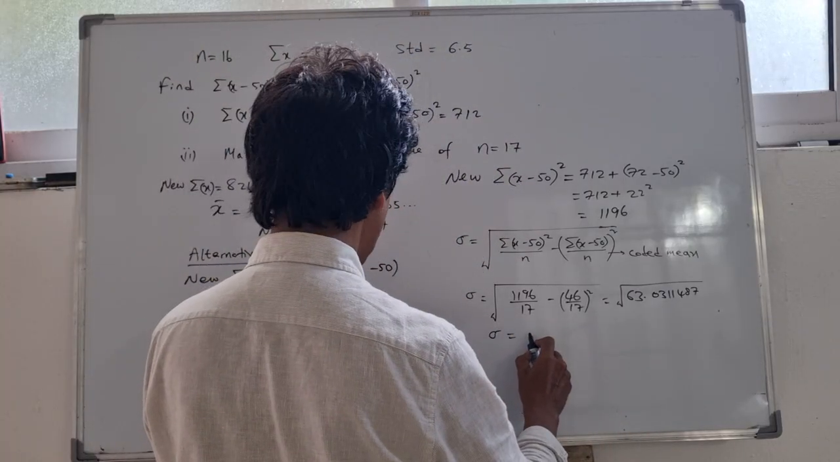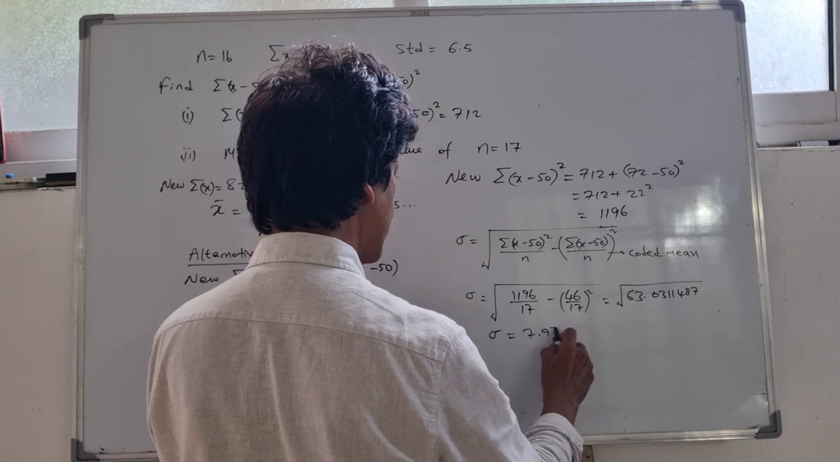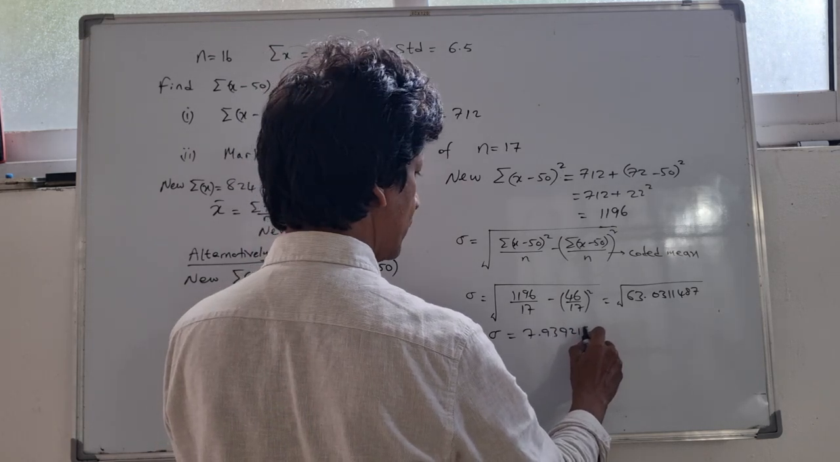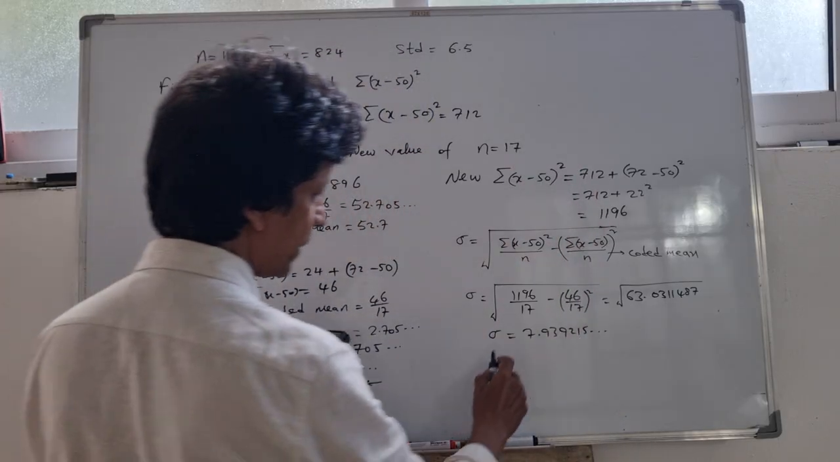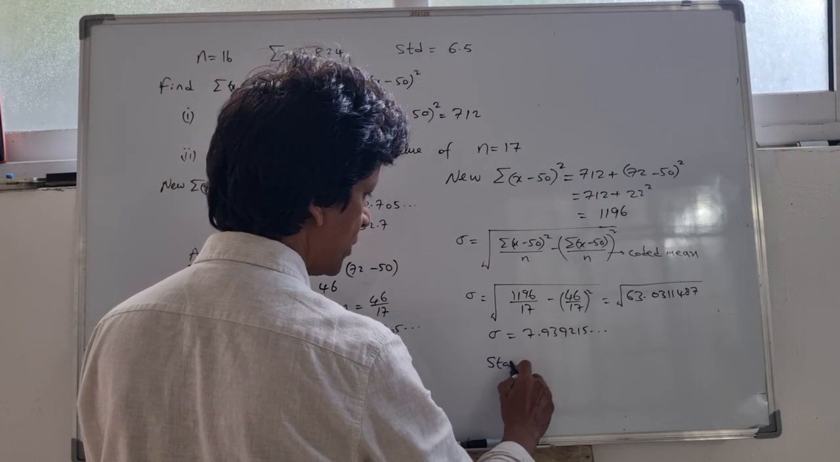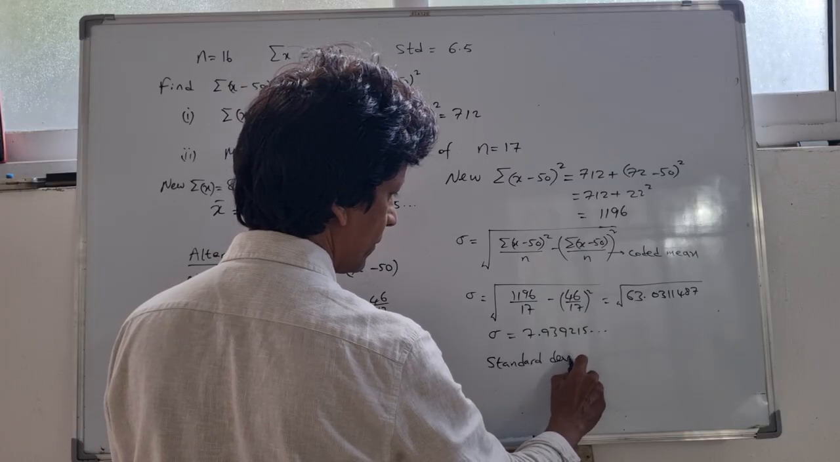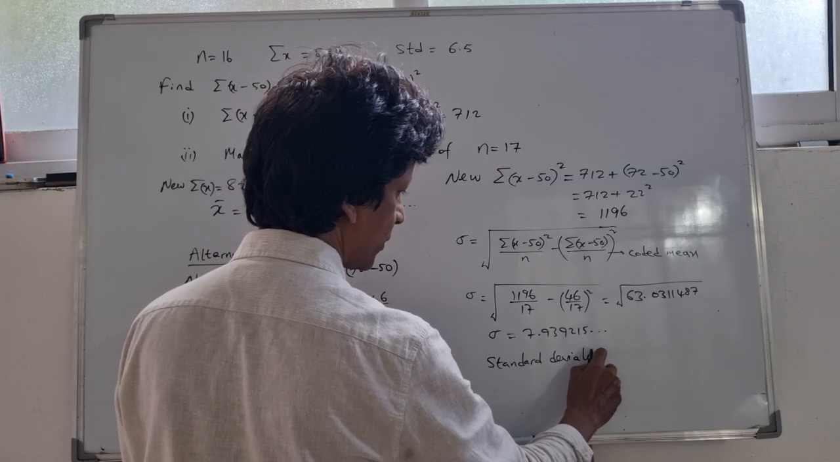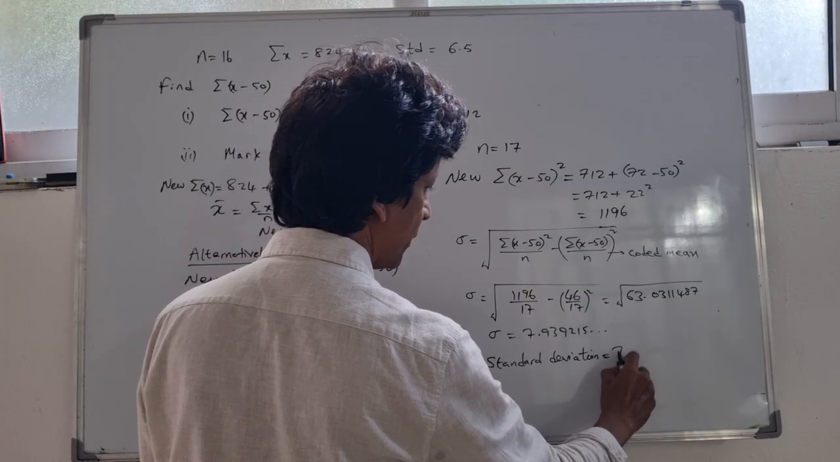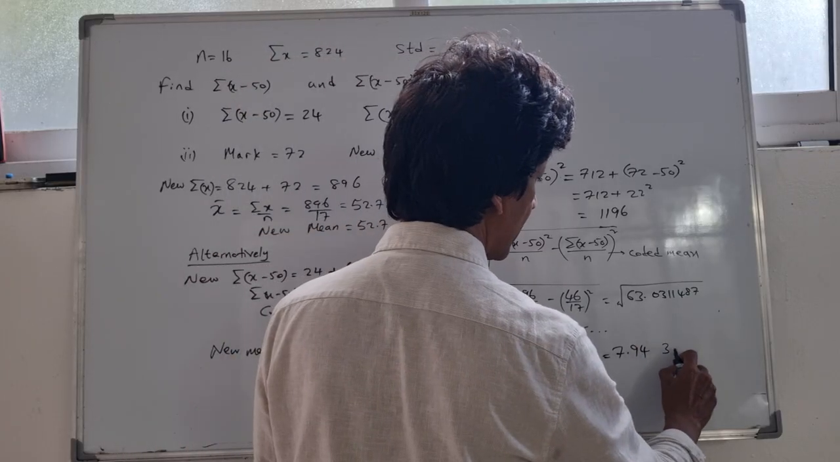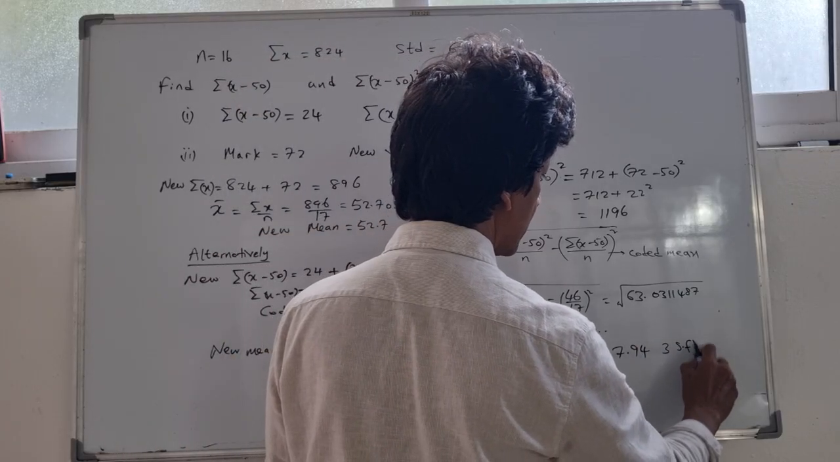So now the standard deviation is 7.9392 and the rest is kind of insignificant. So we have our standard deviation, and it turns out to be 7.94 to 2 decimal places or 3 significant figures.